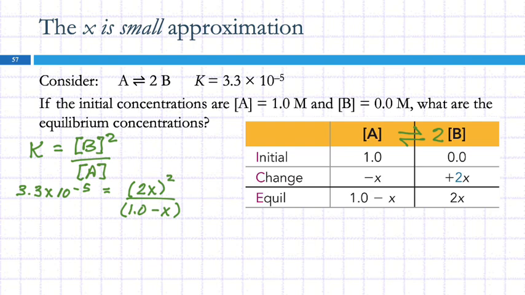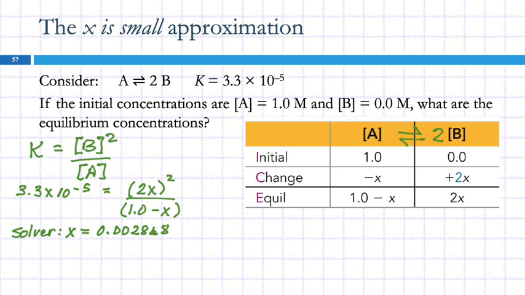So the solver gives x is equal to 0.002868. Just, if I'm going to make a mistake in writing sig figs, I want to write too many rather than not enough. Okay, so that's using the solver.